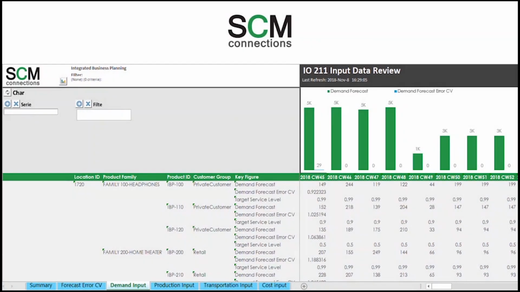This planning view shows what the multi-echelon algorithm considers the main key drivers of demand variability safety stock. The 3 key figures are demand, forecast error CV, and target service level.